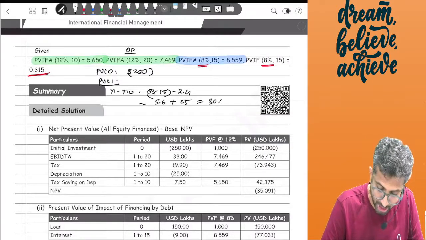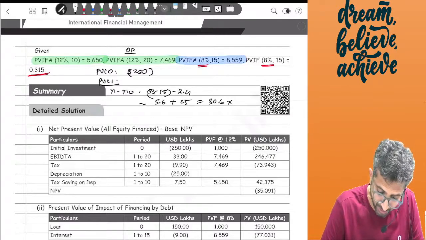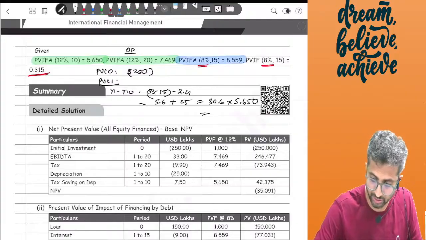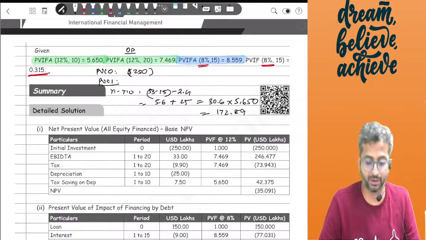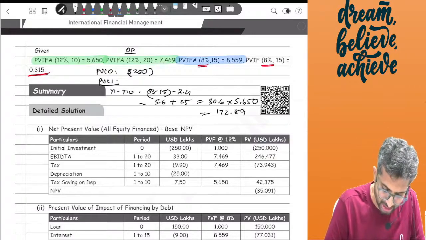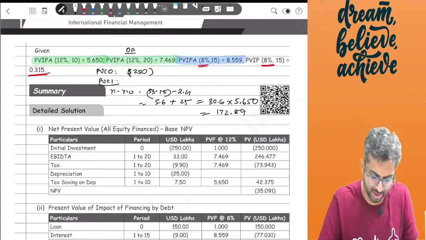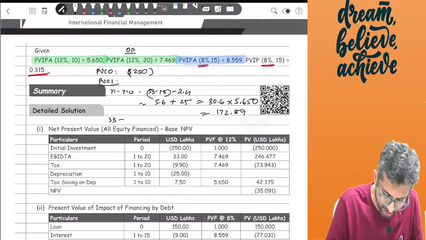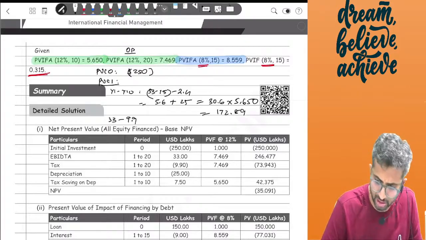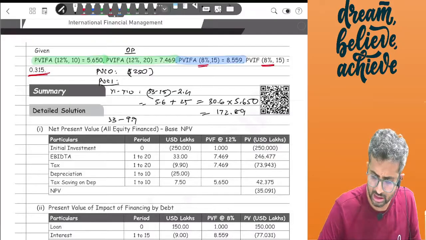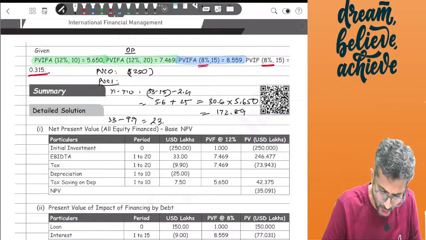5.6 plus 25 comes to 30.6. So this is 30.6 into an annuity factor of 5.650, which comes to around 172.89. This is for the first 10 years. Now we go to the last 10 years, where you have 33 only. There is no depreciation. So 33 is EBITDA minus the tax: 33 into 30% comes to 9.9, and hence this comes to 23.1.